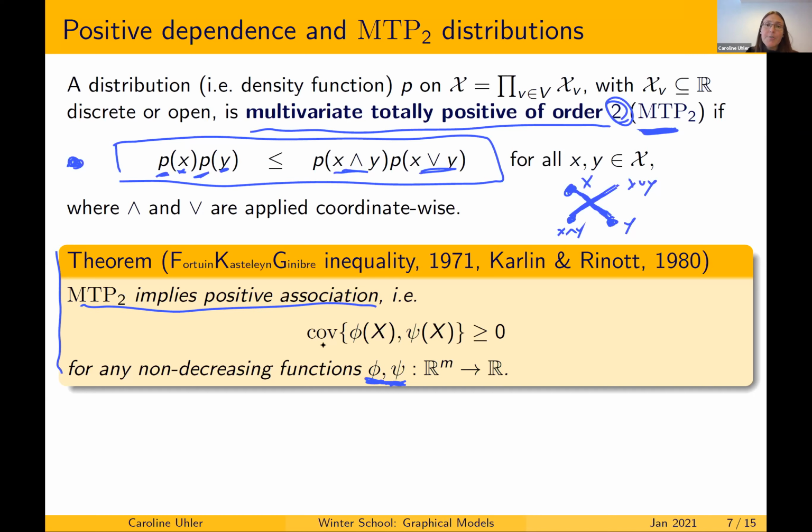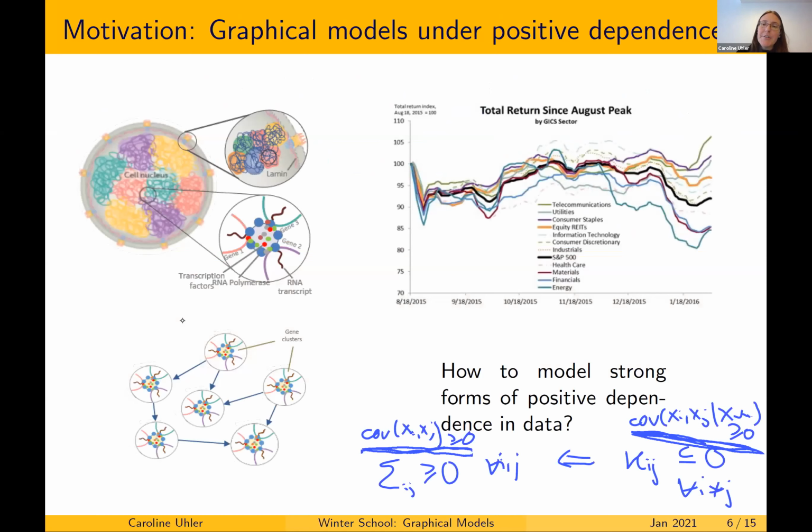So this here is very hard to check. But this MTP2 condition is maybe a bit easier to check, because you just have to check it for any pairs of points in the sample space, and not for any pairs of non-decreasing functions. That was really the motivation for introducing MTP2, not from a modeling perspective, but just because it is stronger than positive association, which people really cared about at that time. Positive association in the Gaussian setting means that all entries in the covariance matrix are larger or equal to 0. And MTP2 means that all entries in the inverse covariance matrix are smaller or equal to 0. This linear algebra statement will show you that one implies the other, but not the other way around. So this is not true in general.